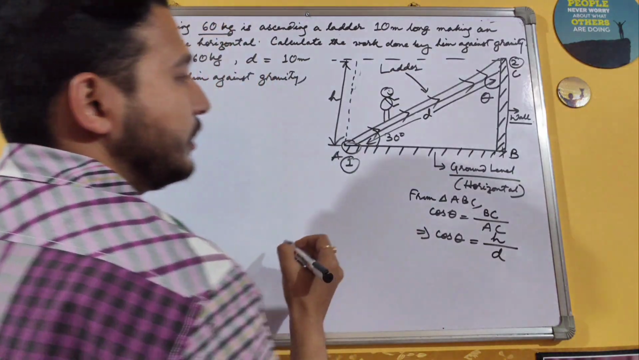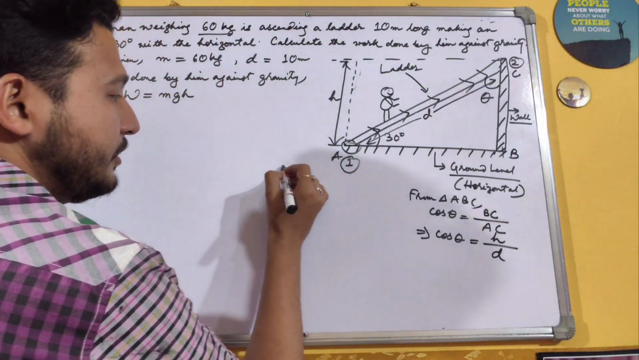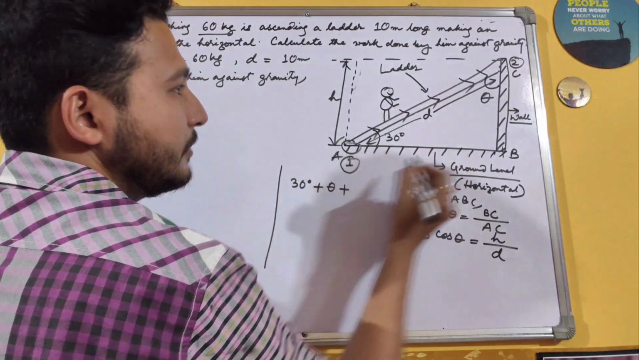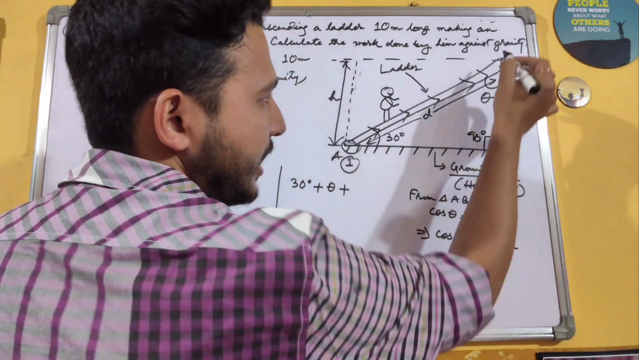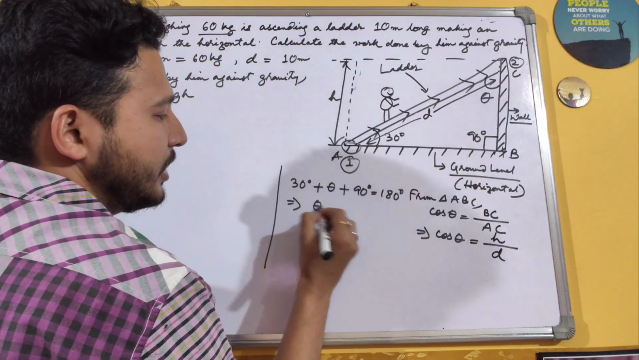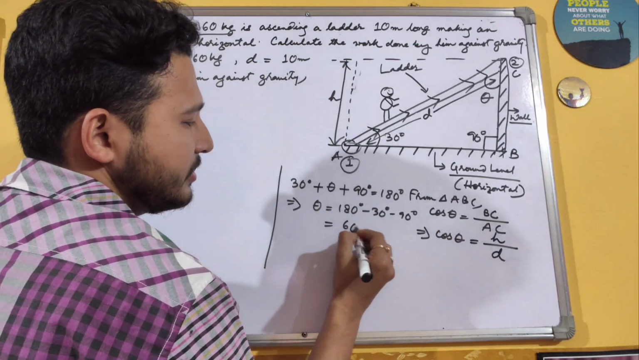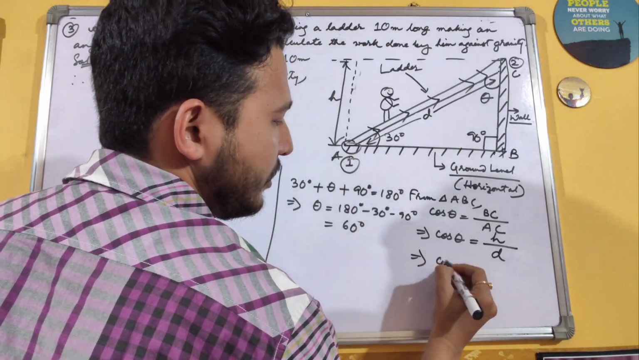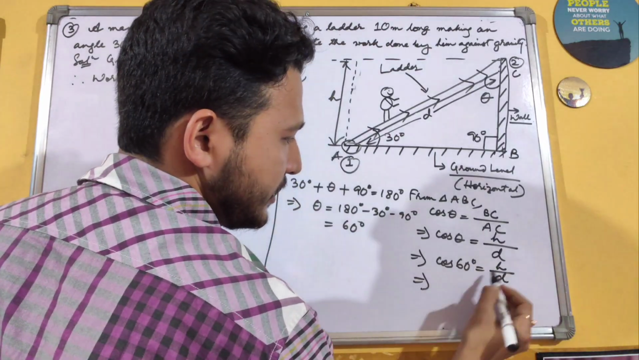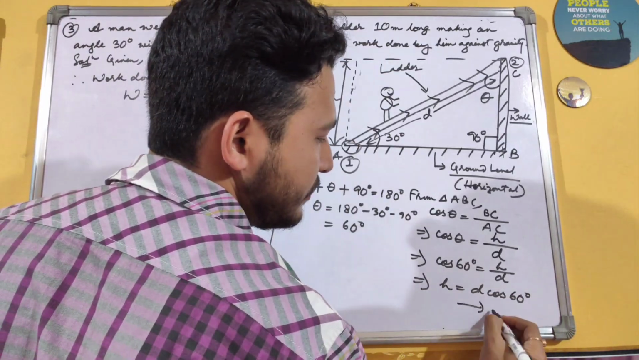We need the value of theta now anyhow. Since it's a triangle, we know the sum of the three angles in a triangle is 180 degree. So we can write 30 degree plus theta plus 90 degree, perpendicular, equals 180 degree. So theta is 180 degree minus 30 degree minus 90 degree, which is 60 degree. So cos 60 degree is equal to h by d. So h is equal to d cos 60 degree. Give this as equation 1.